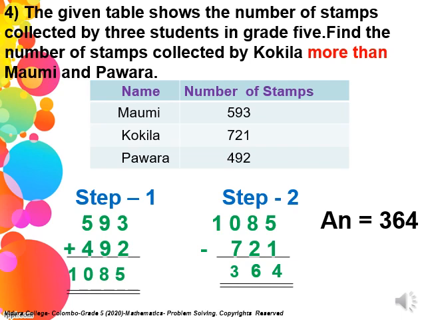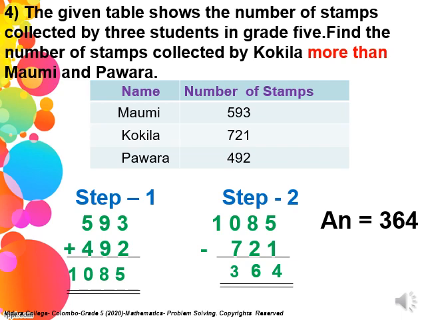The given table shows the number of stamps collected by 3 students. So you know the 3 students, Mayumi, Kokila and Pavara. Find the number of stamps collected by Kokila. You know Kokila collected 721, more than Mayumi and Pavara. More than is the very important word here. Once you see the word more than, you need to understand it is a kind of a comparison. Now you are going to compare the number of stamps collected by Kokila and Mayumi and Pavara together.